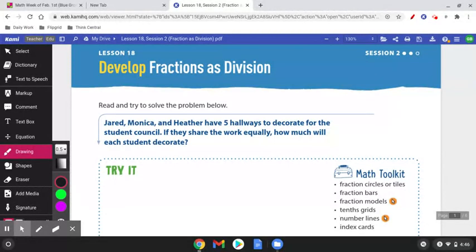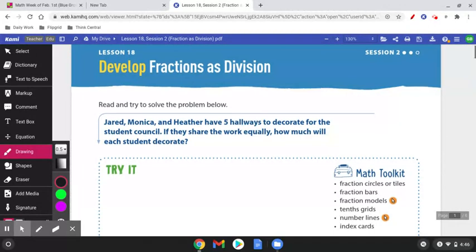And then you can always come back, do the problem, try it, and then take a look at how I solved it and see how it's the same, how it's different. If you need to make any changes, you can then do that.